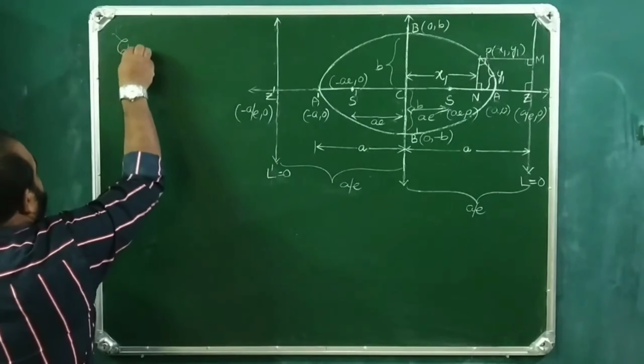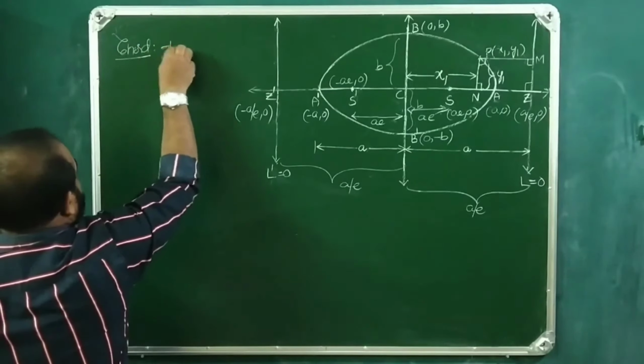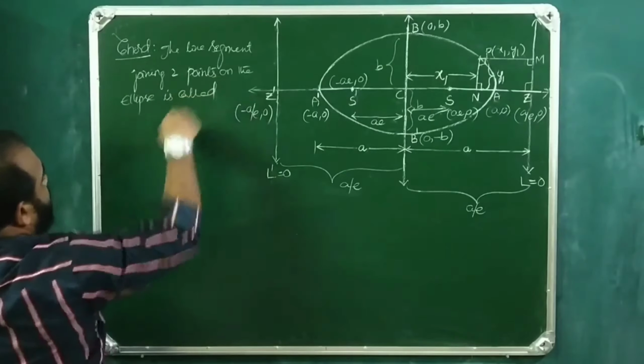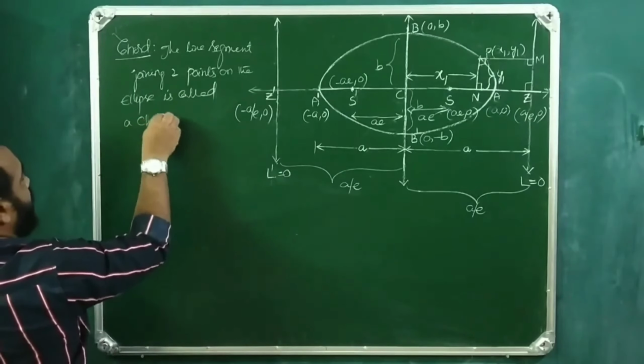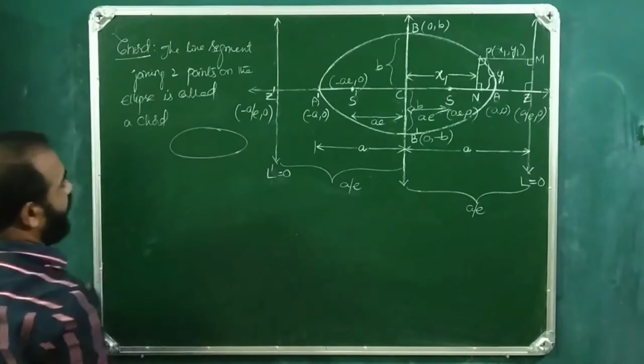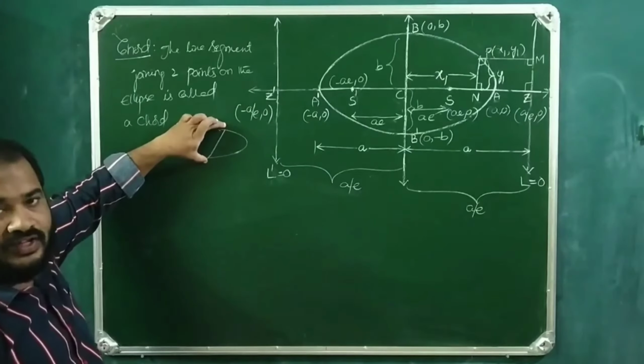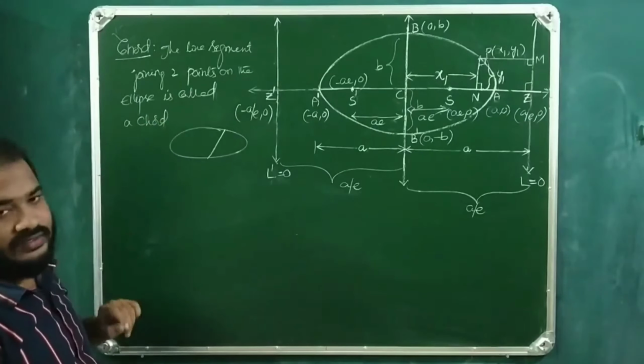Let us define some terms in this ellipse. Chord: the line segment joining two points on the ellipse is called a chord. That means this is our ellipse, and this is the line segment joining two points of the ellipse. Therefore, this is called the chord.